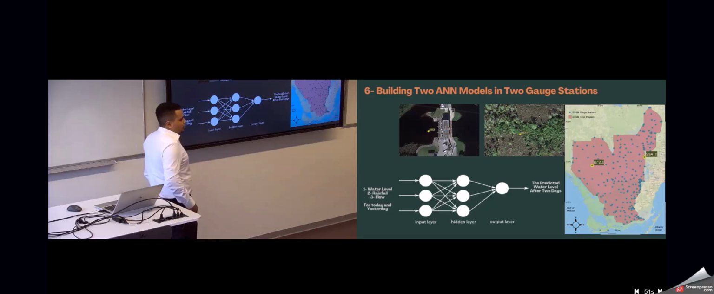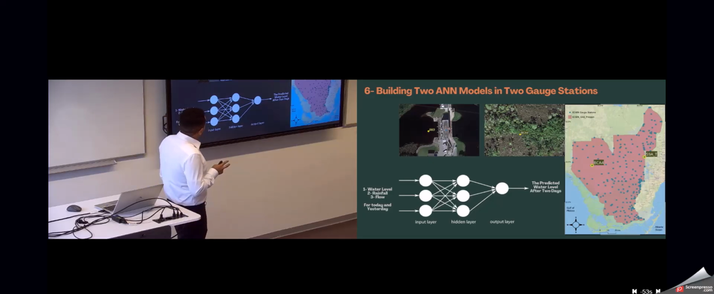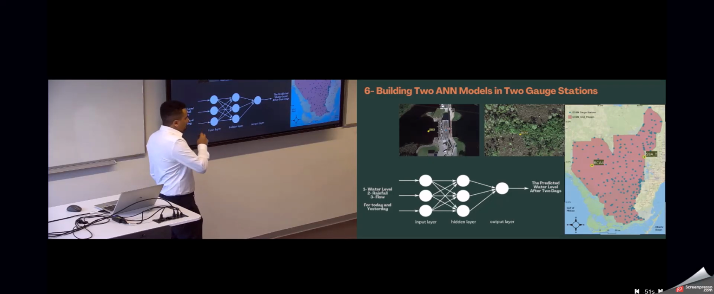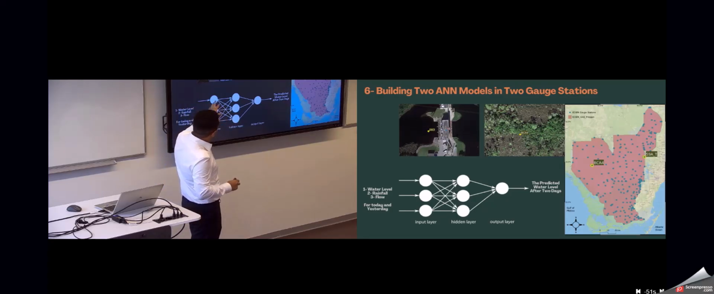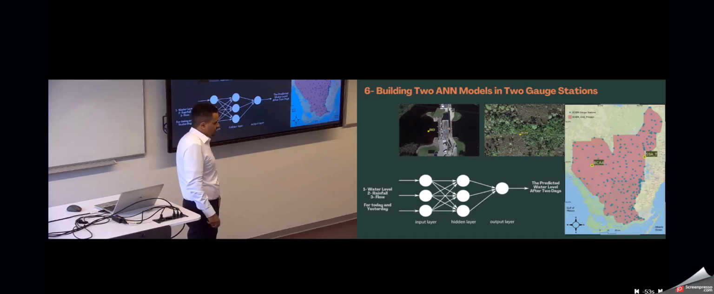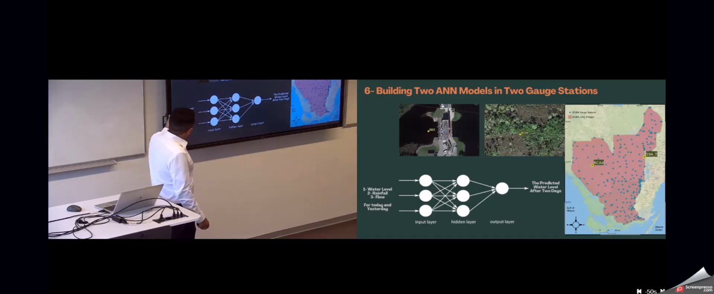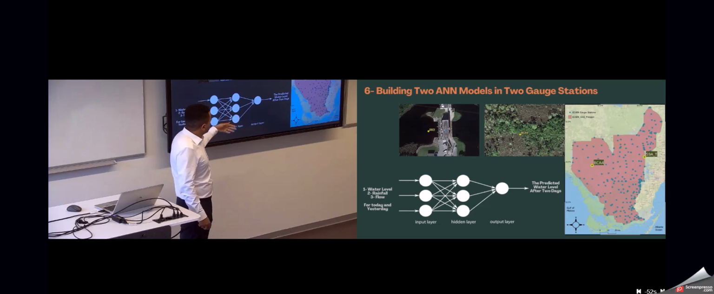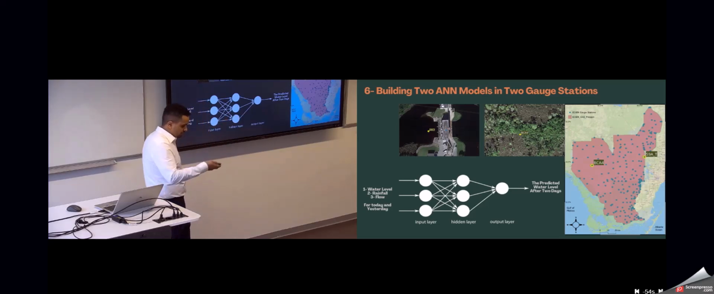Then we go to the local models. So 2 ANN models were built at 2 different gauge stations. One of these stations is affected by a water control structure, which is S980, and the other one is not affected by any water control structure. So simply, we have the 3 input data, which are water level, rainfall, and flow, for today and yesterday, and the output is the predicted water level after 2 days.